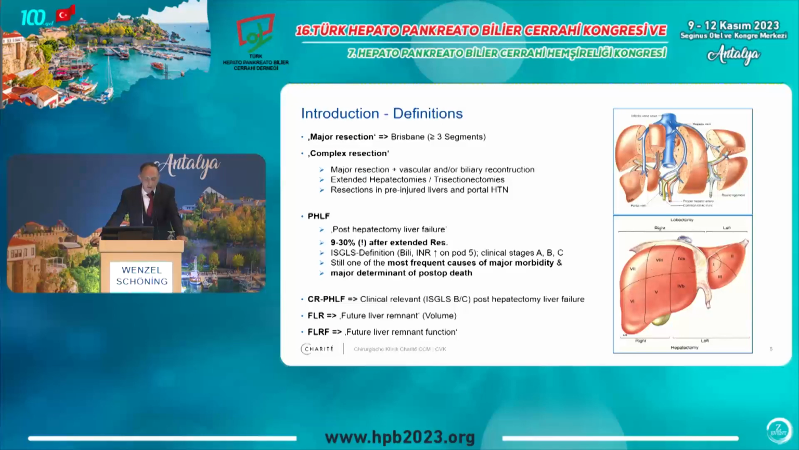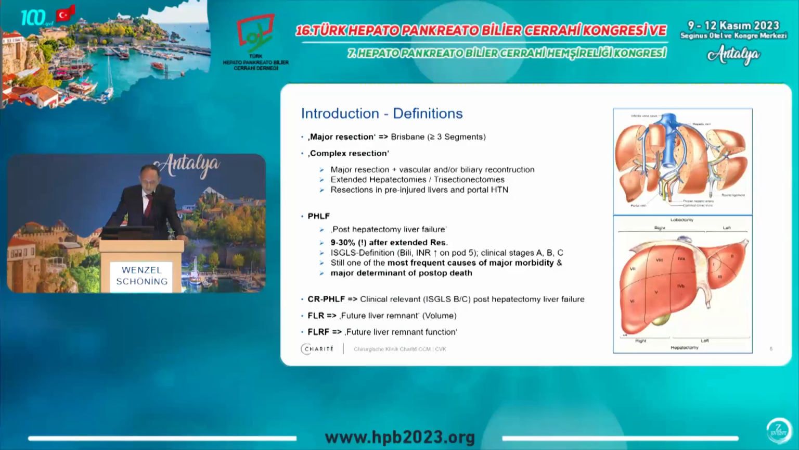So PHLF means post-hepatectomy liver failure, and according to the literature, 9 to 30% of patients experience this after extended resections. To classify this, we have the ISGLS definition. That means we have bilirubin and INR increase on postoperative day 5, and we have 3 clinical grades, A, B, and C, and B and C are the clinically relevant stages of post-hepatectomy liver failure. And post-hepatectomy liver failure is still one of the most frequent causes of major morbidity, and it's the major determinant of postoperative death. So CRPHLF would be clinically relevant post-hepatectomy liver failure.